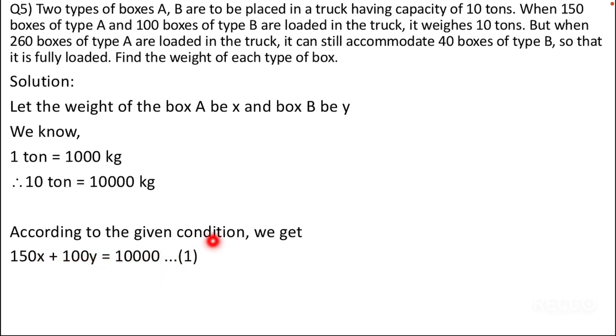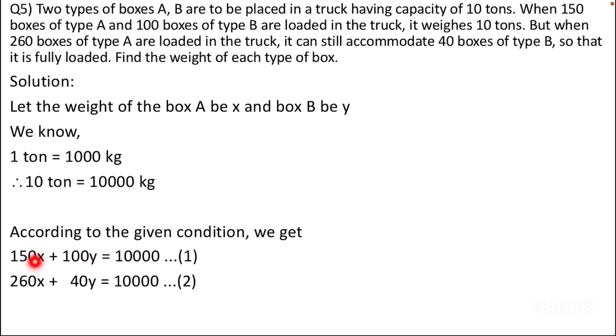And then they are saying that 260 boxes of type A are loaded in the truck, so it can still accommodate 40 boxes of type B, which means that 260x plus 40y is equals to 10,000. So here we are having 260x plus 40y is equals to 10,000. Now you can see both the equations are having quite large numbers. So if you solve these two simultaneously, you are going to get quite big numbers. Now if you see these two equations carefully, you can see that you can reduce these equations.